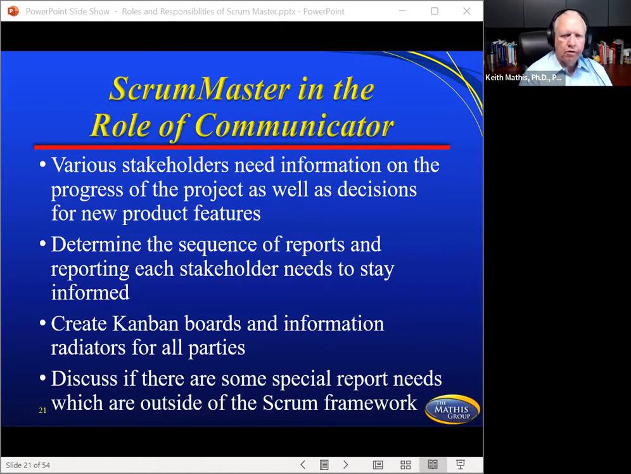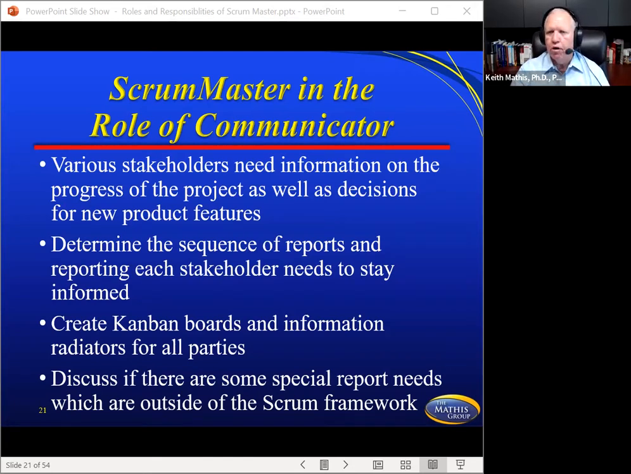And so various stakeholders need information on the progress of the project, as well as decisions for new product features, determine the sequence of reporting. Each stakeholder needs to stay informed, creating Kanban boards, information radiators, high visibility, low tech, so people can see what's happening with the project, discussing any special reports or anything that they need outside of the normal framework. Your Scrum, that's what your Scrum Master is there for. They're trying to help, and that seems to be a great support for them.